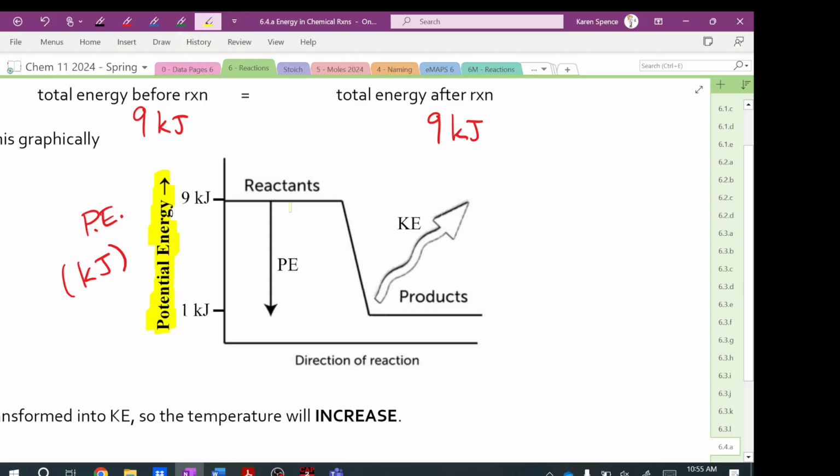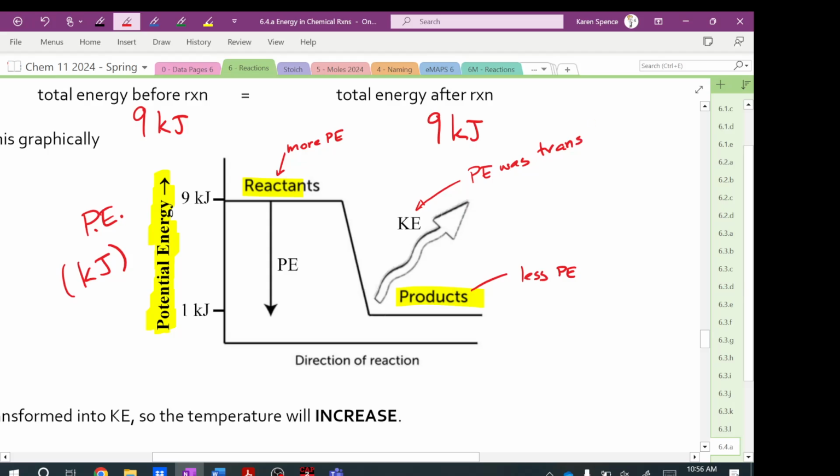So we start with reactants. We finish with products. The reactants have more potential energy. The products have less potential energy. And what happened to all that extra energy? Potential energy was transformed into kinetic energy, and it is released from the reaction.